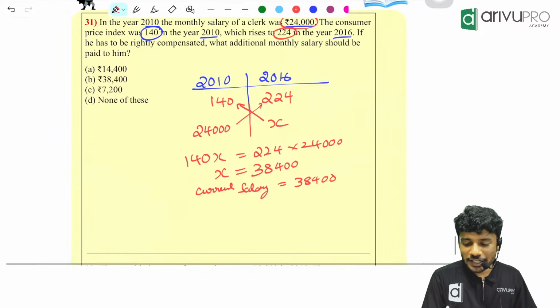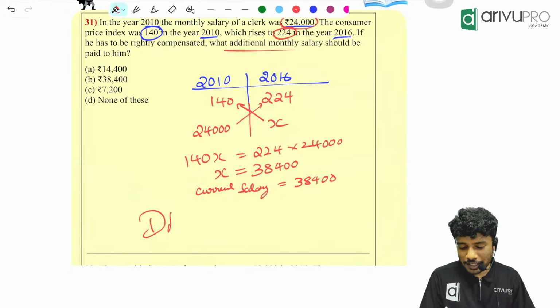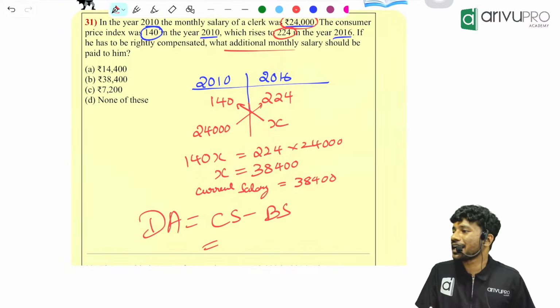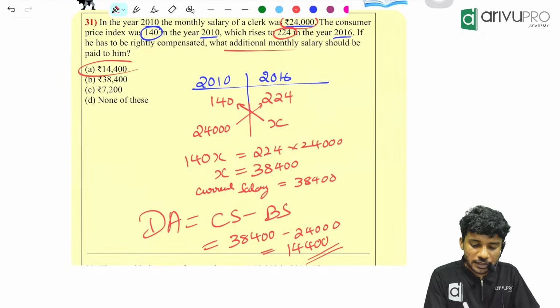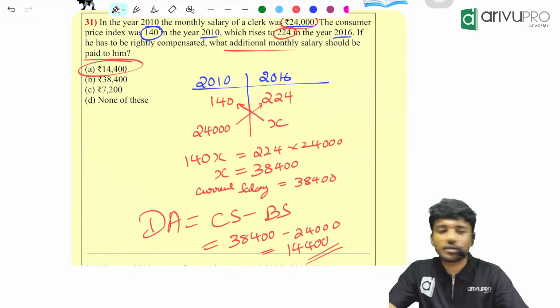Now, how can I find the additional monthly salary or DA? DA is current salary minus base salary. Current salary is how much over here now? That is 38,400 minus 24,000, which will be equal to how much? 14,400. Which option is the answer? A is your answer. Perfect.